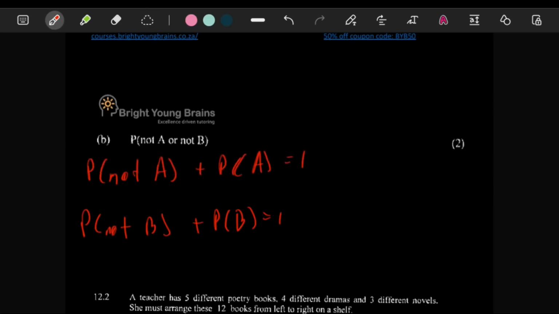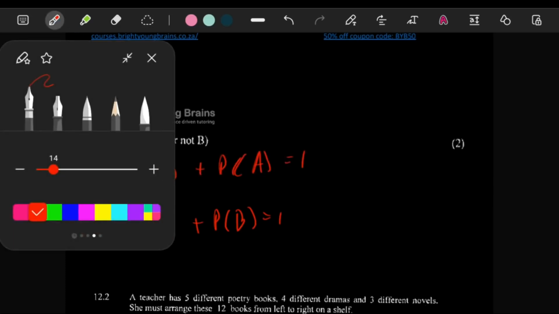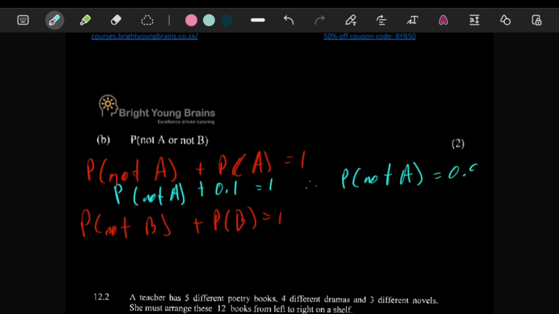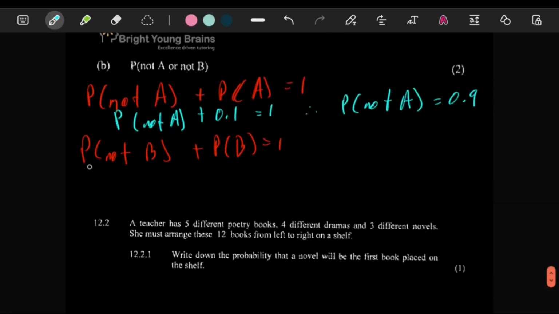So all that being said, you want to remember that the probability of A, we worked it out to be 0.1. So the probability of not A is just 0.9. Therefore, the probability of not A is equal to 0.9. With B, same idea.